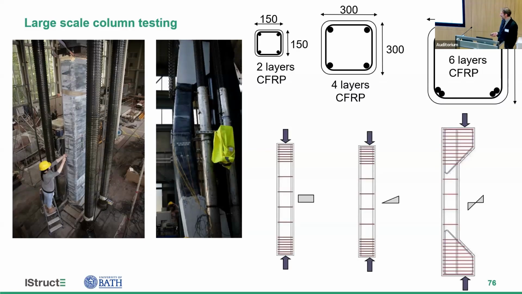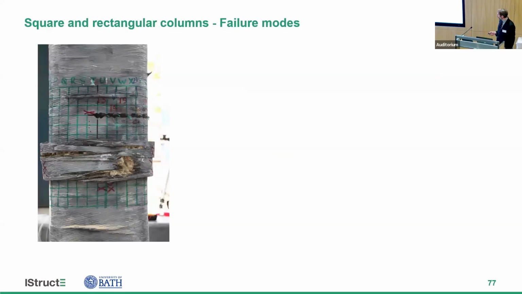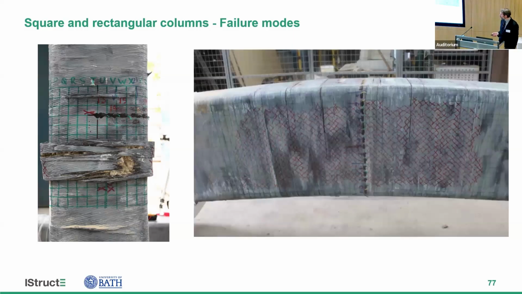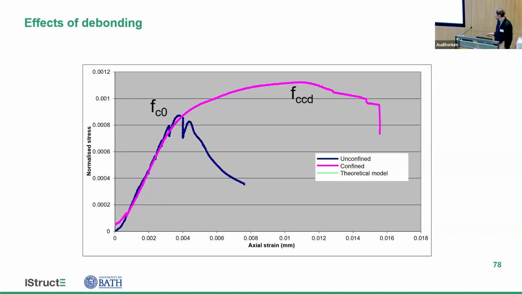And we tested them under concentric loading and 2 levels of eccentric loading. And what we found was that under concentric loading, we got a nice sort of failure where ultimately it's failed by rupture of the FRP. But when we had eccentric loading, we got debonding along the side faces. So all these red crosses represent where the FRP has debonded. And that has an influence on the stress strain behavior.